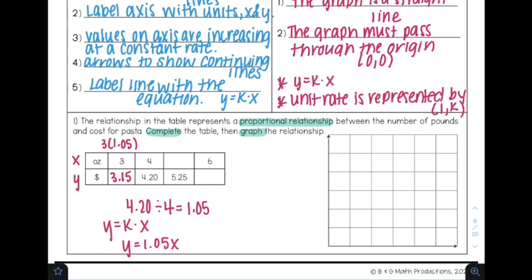Then we have $5.25. How many ounces is that going to be? I can say $5.25 divided by $1.05. That's going to be 5 ounces. And then 6 times $1.05 is going to give me $6.30.